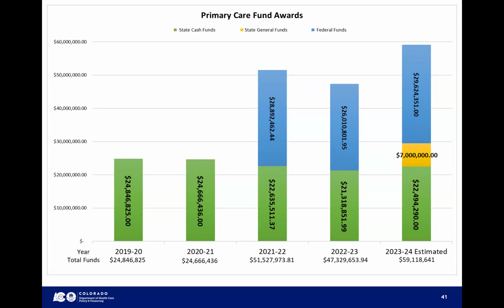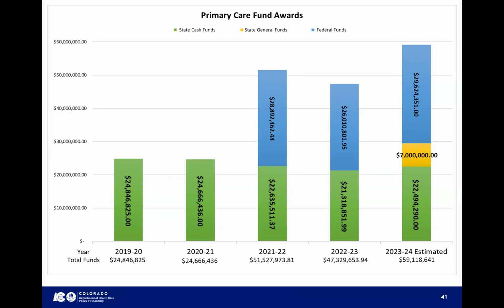Keeping in mind that these are the final payments, the tobacco tax revenue has something to do with that slight decrease. So as tobacco tax revenue decreases, we will see the payments decrease accordingly. The estimated award amounts for fiscal year 23-24, so the current grant cycle year that we're in now, is estimated to be at 59.1 million.